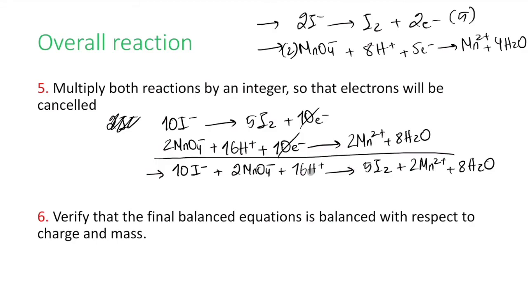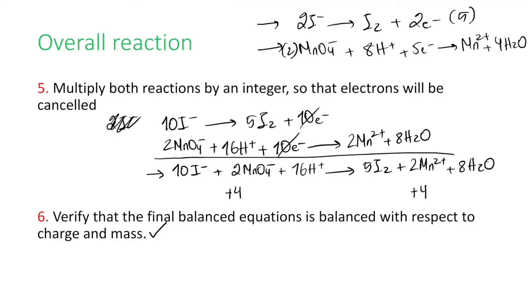Let's check in terms of charge. Here we have minus 10, minus 2, plus 16. Minus 10, minus 2 is minus 12, plus 16. Sorry, the charge is equal to plus 4. And here we have 5 I₂ plus 2 Mn²⁺, here the charge is also plus 4, which means that the charge is being balanced. So the last step, verify that the final balanced equation is balanced with respect to charge and mass, is also checked.